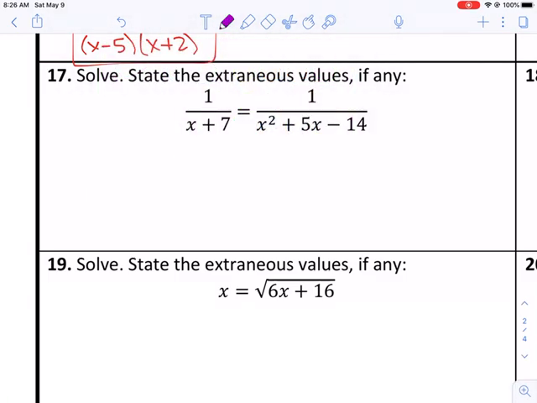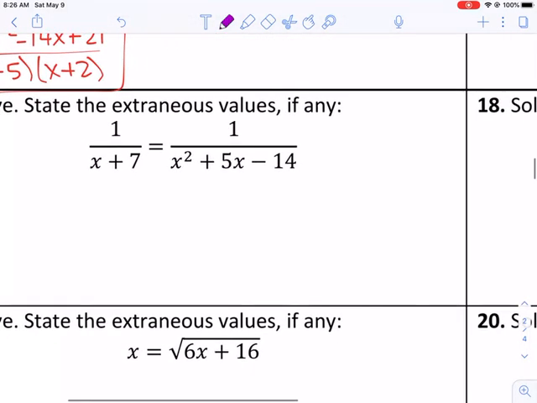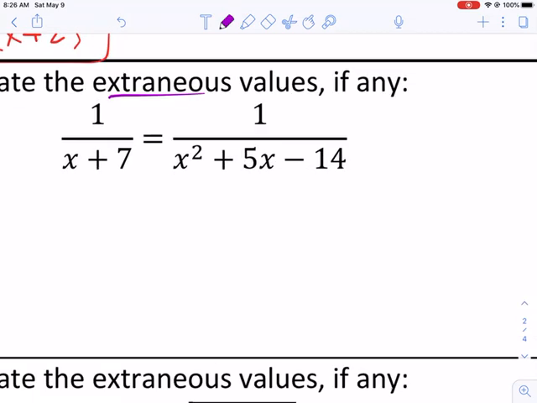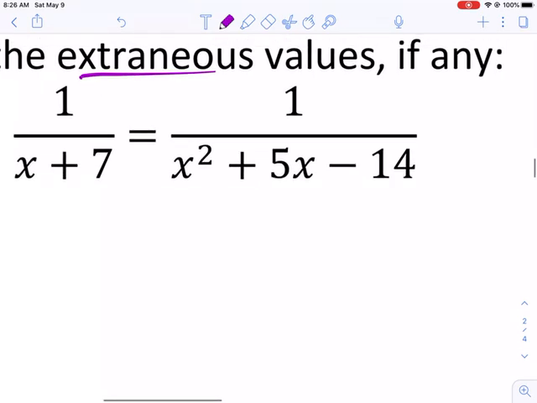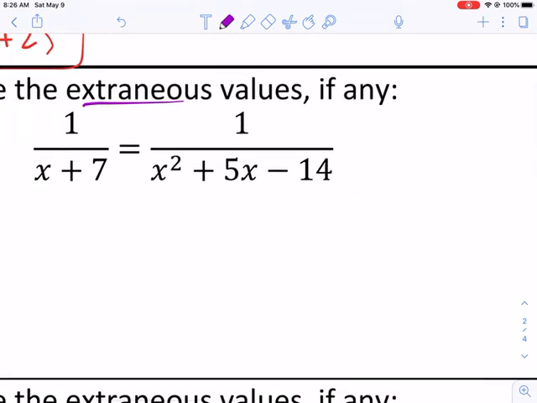Okay, solve and state any extraneous values. Well, I like to start with that, just to know what I shouldn't have at the end. So when I look at x plus 7, I can set that equal to 0, and I know, remember, extraneous values in this situation are found when our denominator is going to be equal to 0. So I know that if I plugged in a negative 7 right here, because if I solved x plus 7 equals 0, I would get negative 7. I know that our x can't be a negative 7. Okay, that I already know.